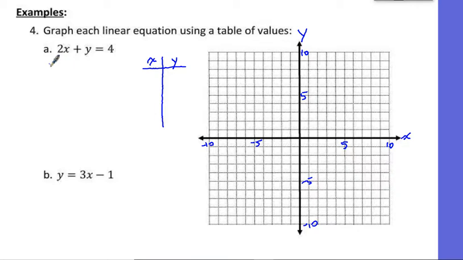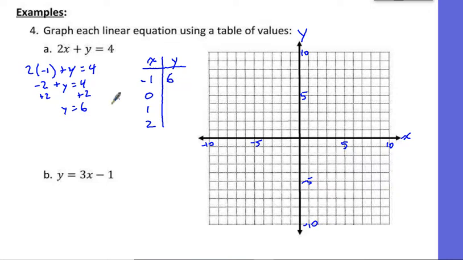So 2x plus y equals 4, and we'll pick some x values. Let's try negative 1, 0, 1, and 2. 2 times negative 1 plus y equals 4. 2 times negative 1 is negative 2, plus y equals 4, plus 2, y equals 6. So negative 1, y equals 6.